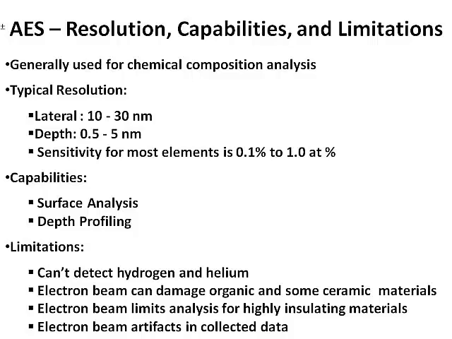AES in general is used for chemical composition analysis. Typical resolution values would be 10 to 30 nanometers for lateral, which is pretty high, but the depth resolution is only 0.5 to 5 nanometers, which is one of the reasons why AES is used primarily for surface analysis. The sensitivity for most elements in AES is 0.1 to 1 atom percent, but this can vary by machine.